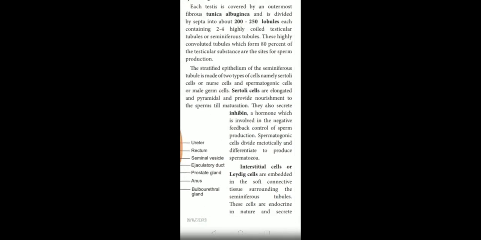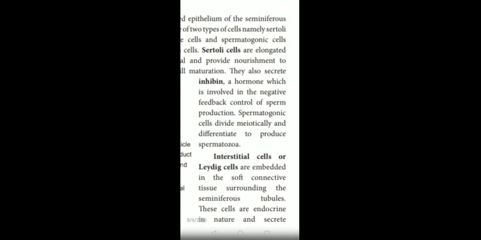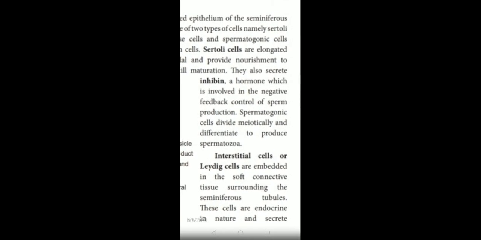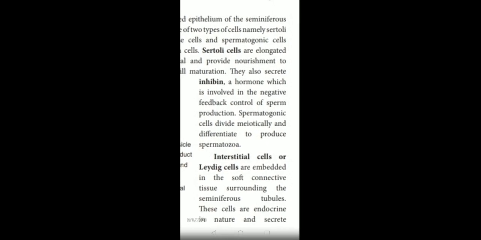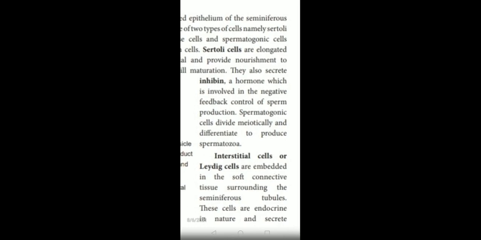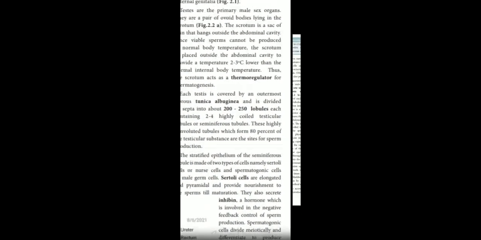The next one is the interstitial cells or Leydig cells. Here, the cells are embedded in the soft connective tissue surrounding the seminiferous tubules. Embedded means attached to or surrounded by the seminiferous tubules. These cells are endocrine in nature.